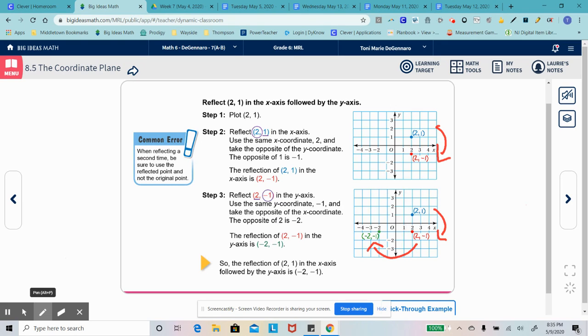So to give you a little shortcut, if you think about it, and I don't know if anyone noticed it already, here's your original 2, 1. If you just do the opposite of both, that's giving you the reflection across both axes. All right, so just keep that in mind when you're doing these.